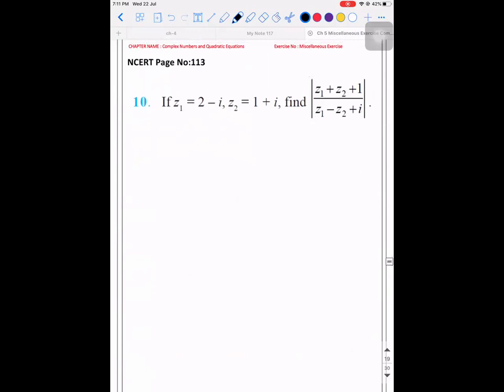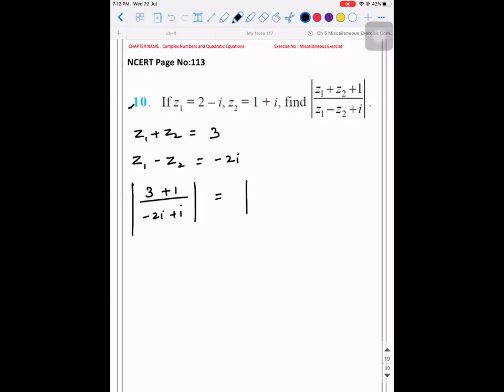I mean the 10th one. So z1 is equal to 2 minus i, z2 is equal to 1 plus i. Find the value of mod of z1 plus z2 plus 1 by z1 minus z2 plus i. So what is z1 plus z2? That is 3. Accepted. So z1 minus z2 is minus 2i. So according to the question, mod of z1 plus z2 plus 1 means it is 3 plus 1, divided by mod of z1 minus z2 plus i, means it is minus 2i plus i.